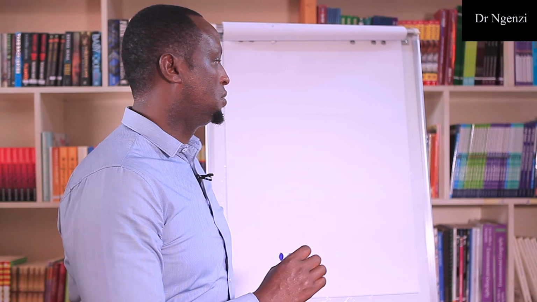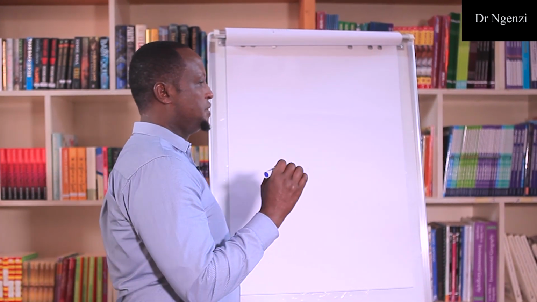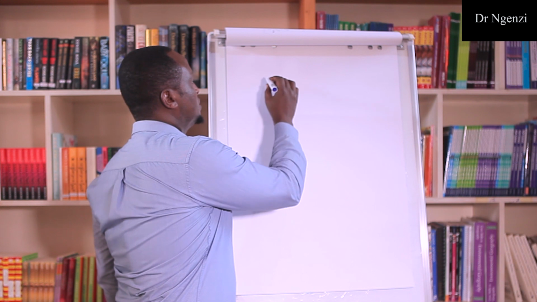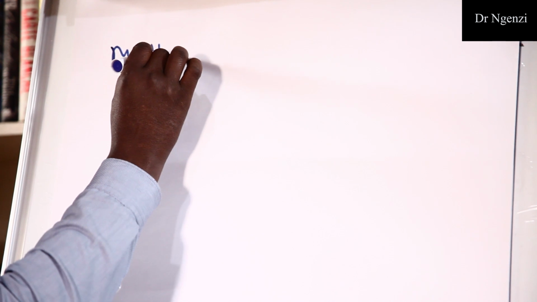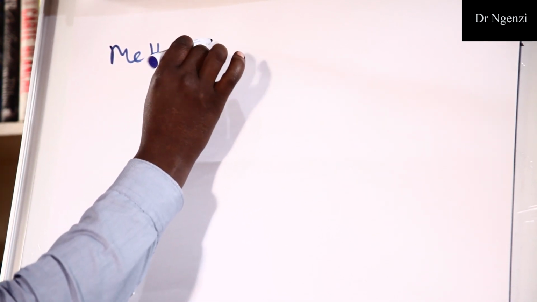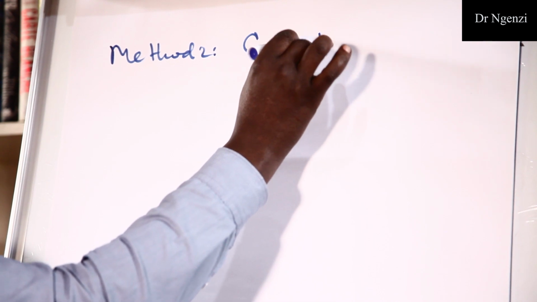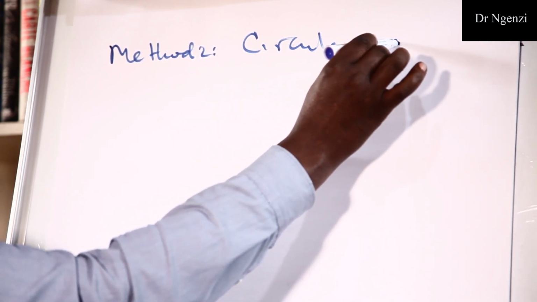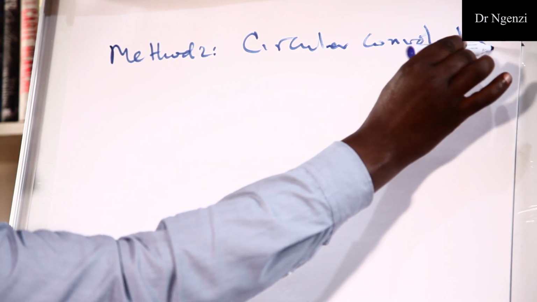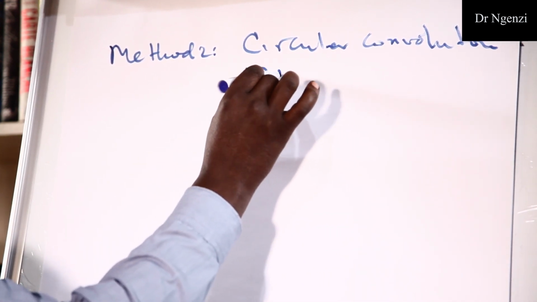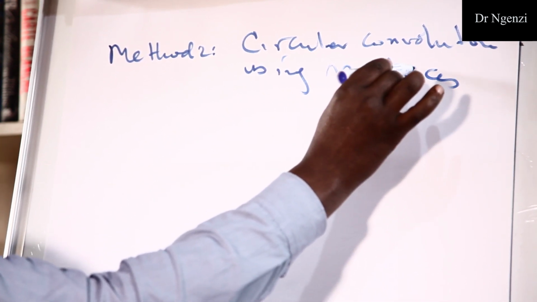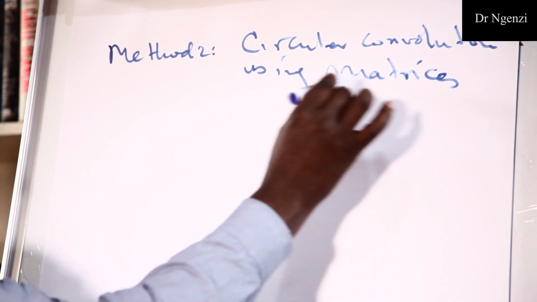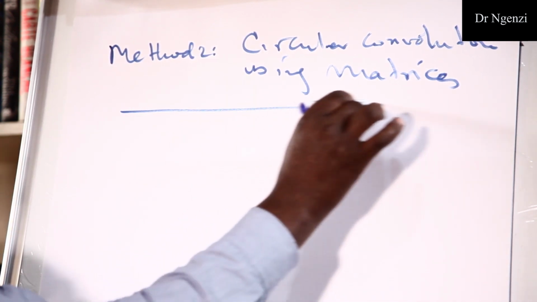So to begin with, we are going to do another method. We have seen the graphical method, but now we are going to use structural convolution, method 2. Method 2 is going to be structural convolution using matrices. So this is what we are going to discuss.